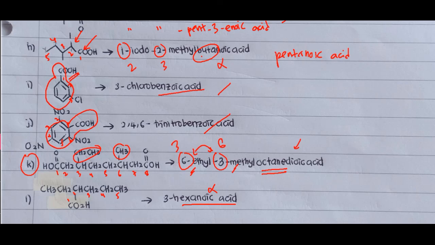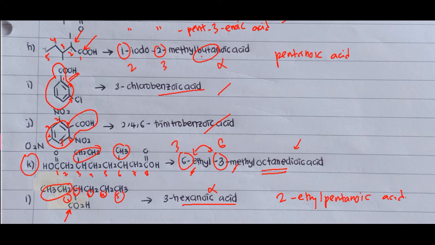Alright, and lastly, for I, you should notice again, just like the case in H just now, we need to number it starting from the main functional group, the carboxyl group. So this will be carbon number 1, followed by carbon number 2, number 3, number 4, and number 5, whereby the CH2CH3 will become the ethyl group. Therefore, the name will become 2-ethyl. 5 carbon chain will be pentanoic acid.